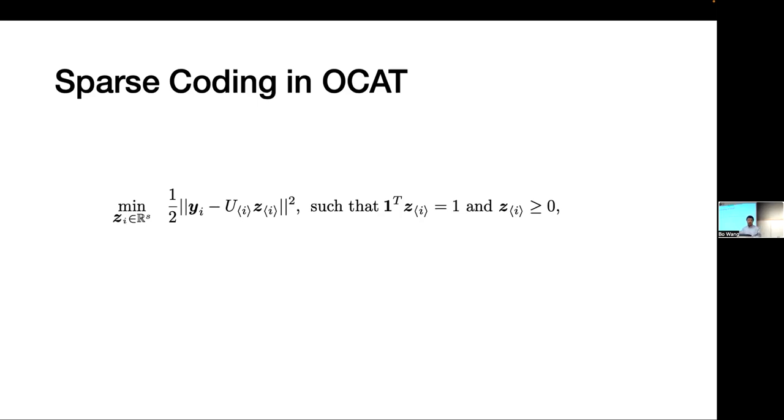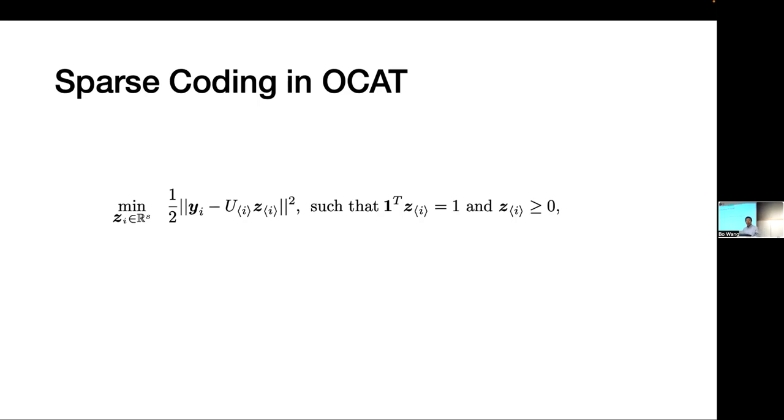Y is the original expressions, and Z is the coefficient we want to learn. Mu is the basis function, as I mentioned before. And the goal is really just to reconstruct the original expression using a convex combination of different basis functions. And how to select this basis function?